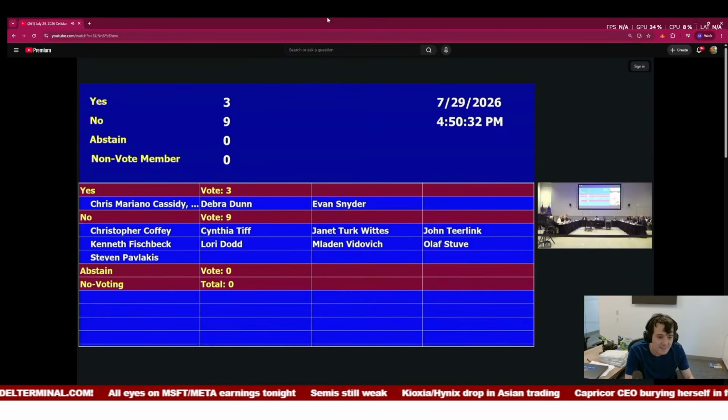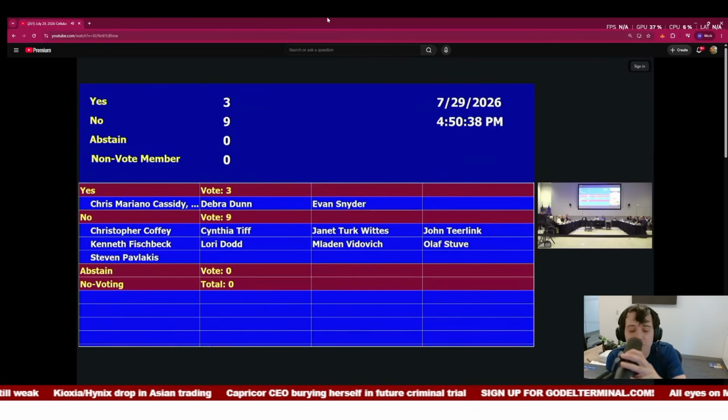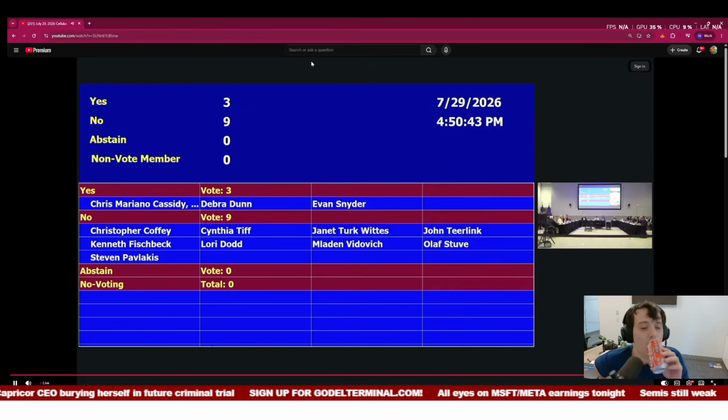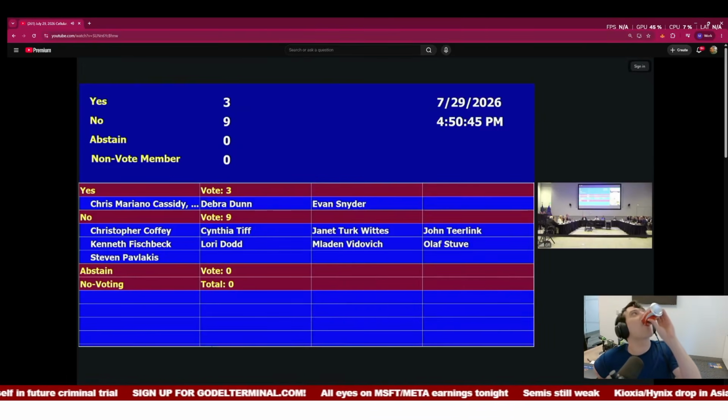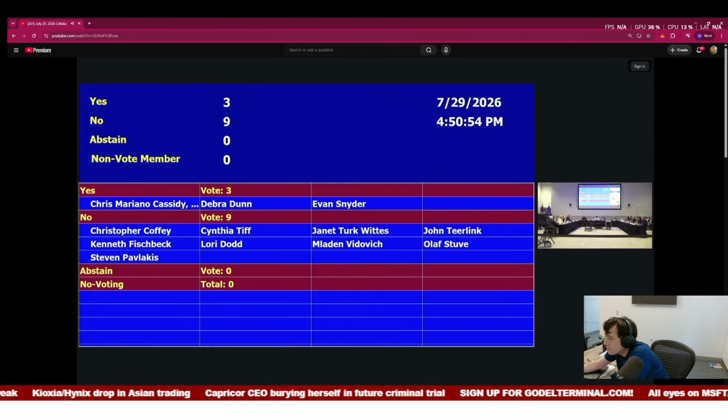For the record, we have 3 yeses, 9 noes, 0 abstained. The 2 patient reps voted yes. Now here's the meat of this, and this is going around and discussing what influenced your vote. Why don't we start with Dr. Coffey, since I know he has to leave early. Chris Coffey, I voted no, basically for the reasons discussed.